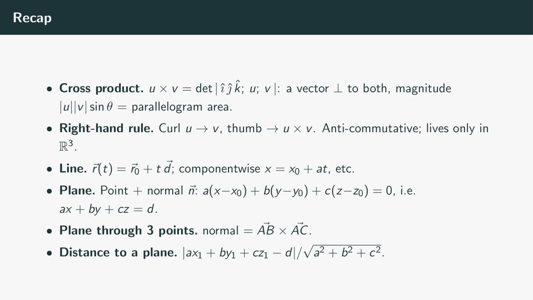We then wrote a line as a point plus a parameter times a direction vector, giving the parametric equations. We pinned down a plane with a point and a normal vector, leading to the point-normal form and the general equation ax plus by plus cz equals d, whose coefficients are the normal's components. To find the plane through 3 points, cross 2 in-plane vectors to get the normal. And the distance from a point to a plane is the absolute value of the plane equation evaluated at the point, divided by the length of the normal.